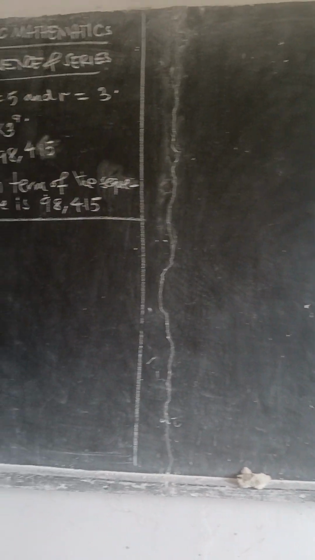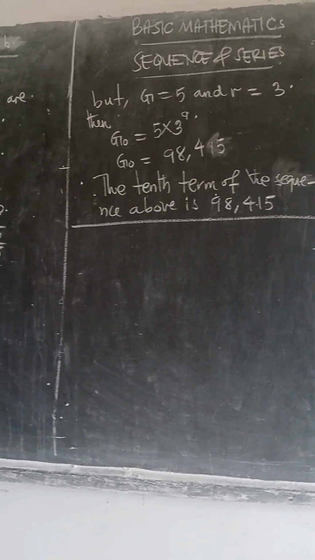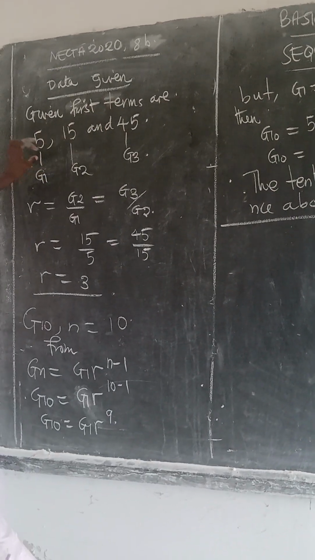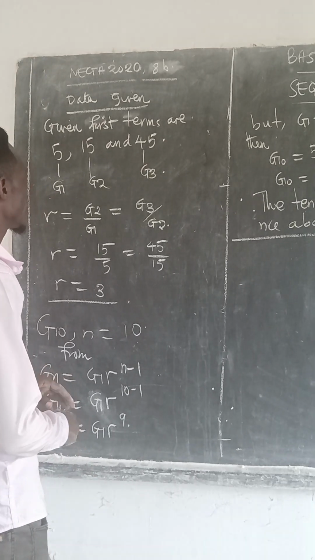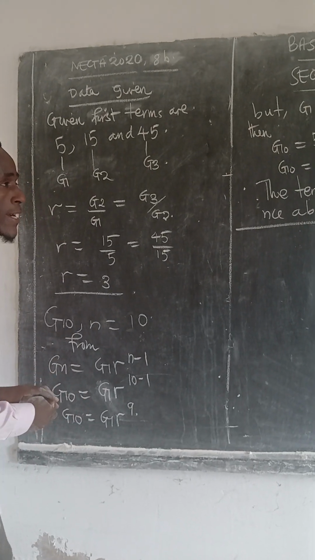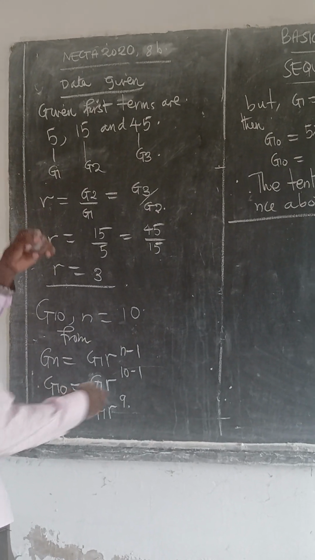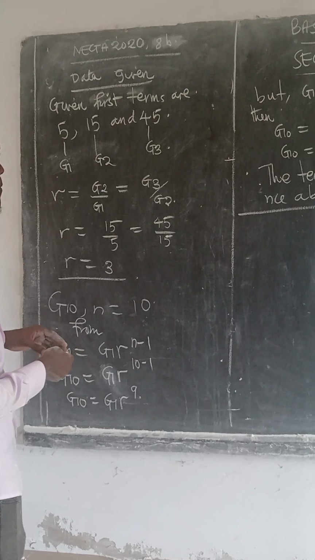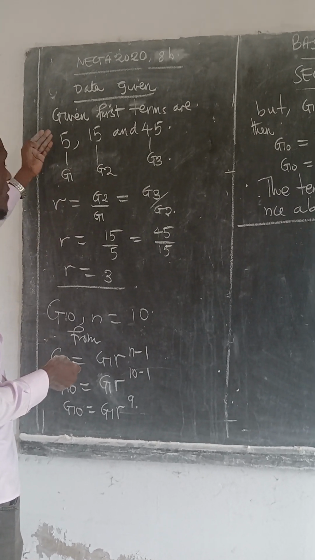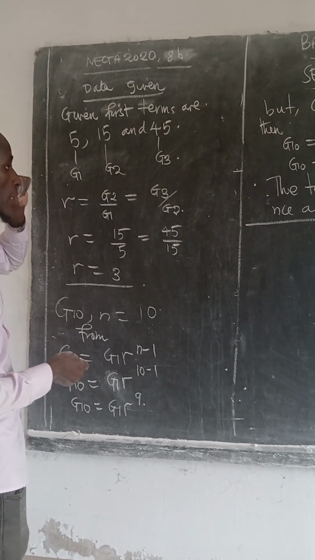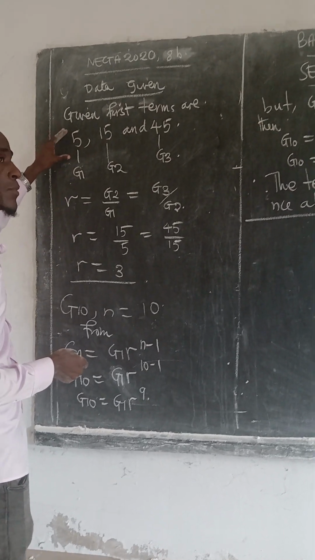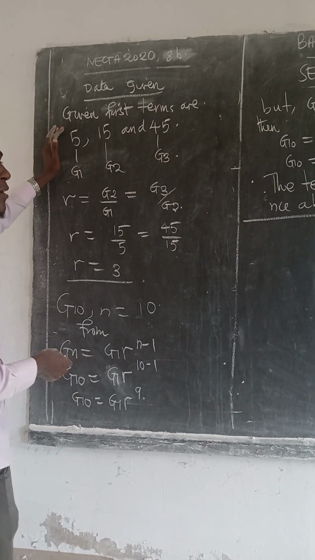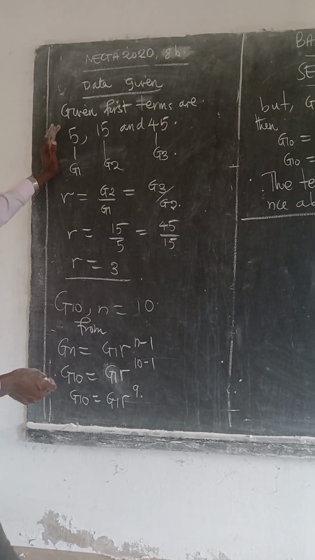We have been given the data that the first terms were 5, 15, and 45, but we are not told what kind of sequence it was. Maybe it was an arithmetic progression or a geometric progression. To determine whether this is geometric or arithmetic, you just look at the common differences and the common ratios.